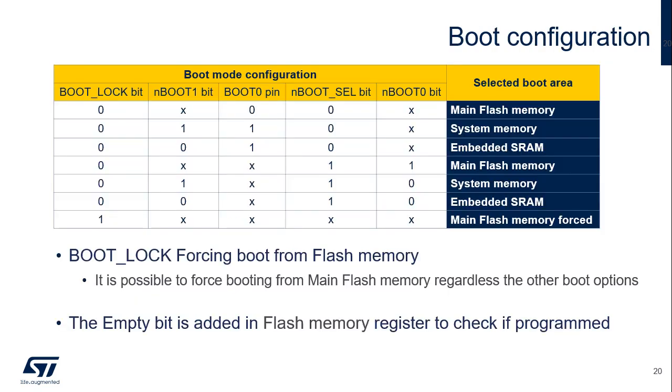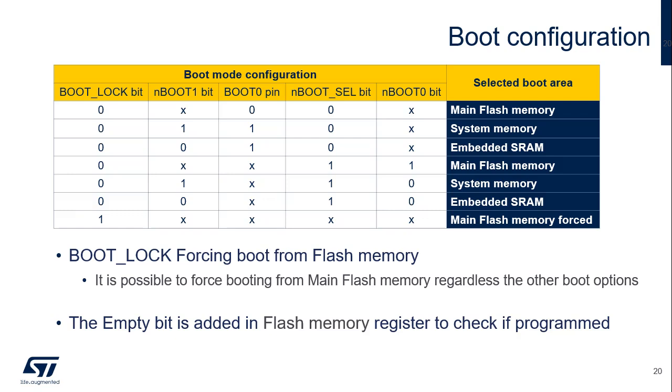The boot memory is selected using both option bytes and the boot 0 pin. This table indicates the memory from which the processor will boot, based on the combination of parameters. Note that when the nBOOT_SEL bit is set to 1, the boot 0 pin is ignored, and only the option bytes determine the boot memory.